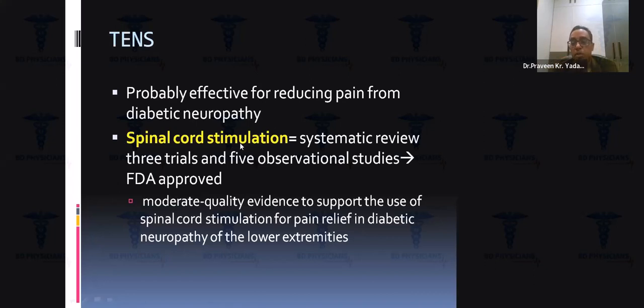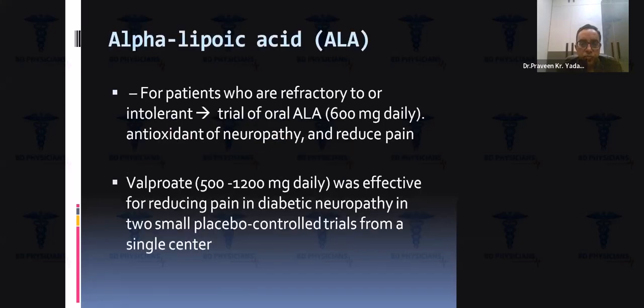One important thing I'd like to highlight here is spinal cord stimulation. There are many trials and observational studies, and this is FDA approved. There is moderate quality evidence to support the use of spinal cord stimulation in diabetic neuropathy. So this may be a future important treatment like TENS if it becomes available, though it's a bit of an invasive procedure. It can be quite useful in the control of refractory diabetic neuropathy pain.